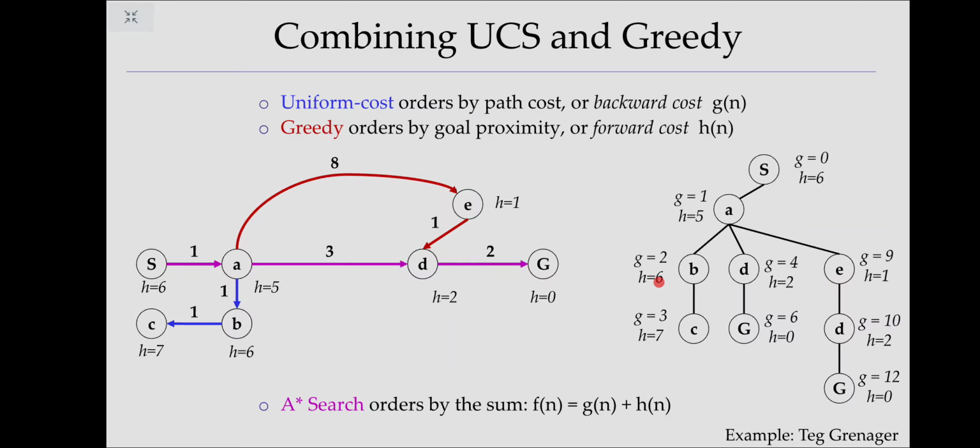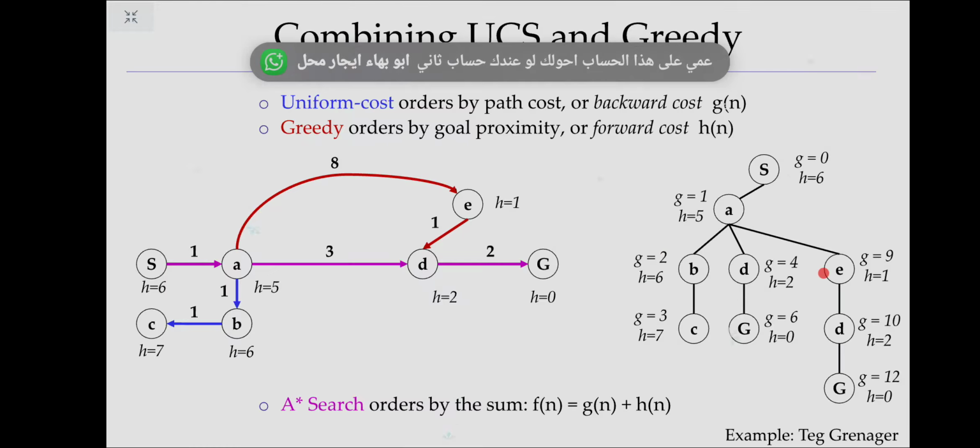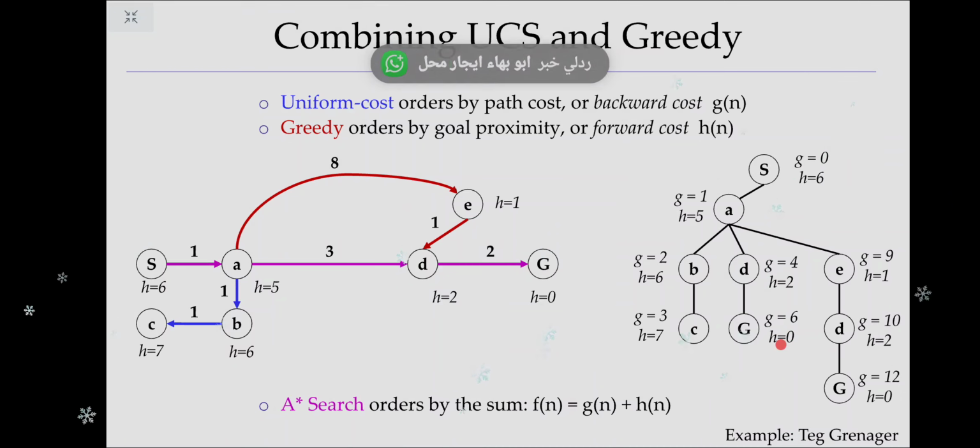B has F value equal to 8. E has F value equal to 10. And G has a value equal to 6. 6 is the least. Because of that, we can terminate the search.